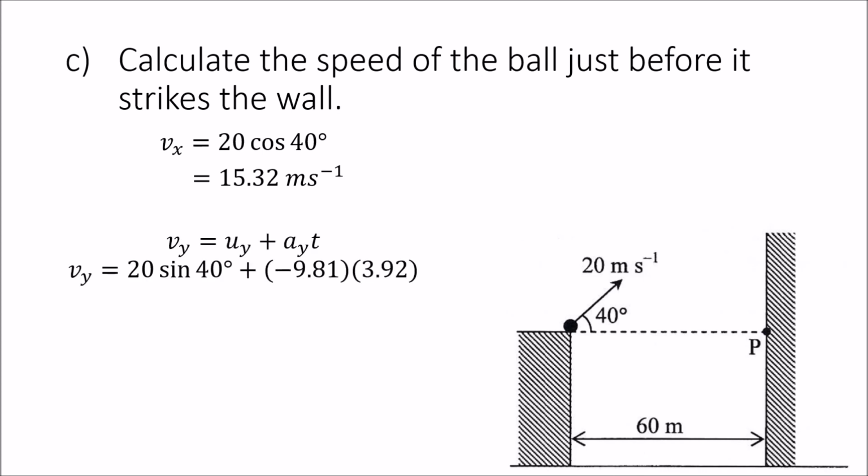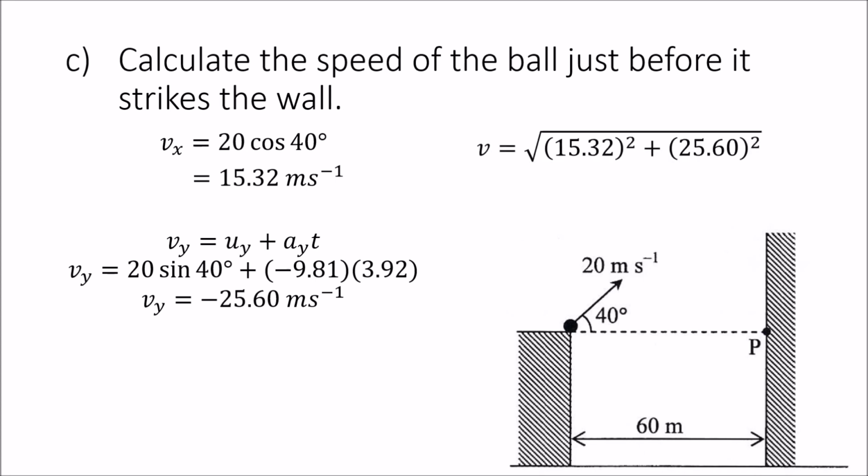Substitute in the values for the y component, press your calculator, and you'll get vy equal to negative 25.6 meters per second. In order to find v, we'll be using the Pythagoras theorem, substituting vx and vy into the equation, and we can get the answer v equals 29.83 meters per second.